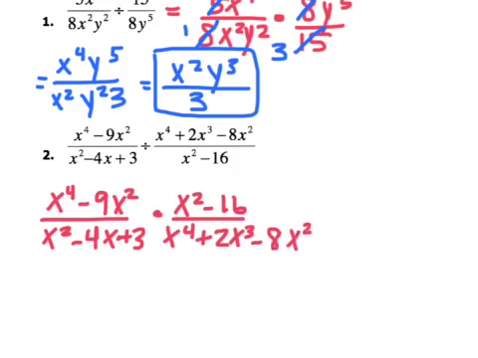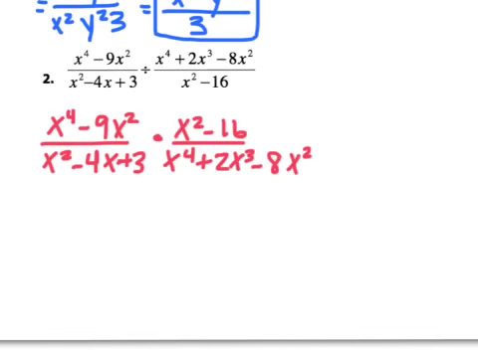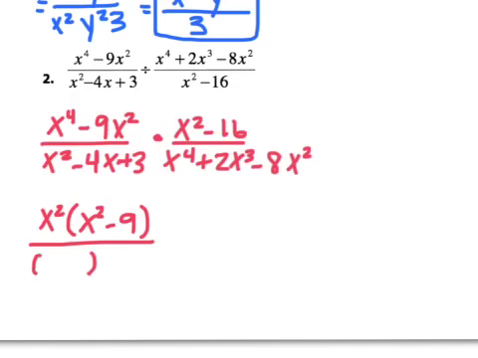We need to factor each of these expressions completely. So let's go ahead and factor them one at a time. In our first problem, we can factor out an x squared, and we are left with an x squared minus 9. For our denominator, we're not done with that one. We'll come back to it though. For our denominator, if I factor, I would have an x and an x, a 3 and a 1. We would have a negative 3 and a negative 1.